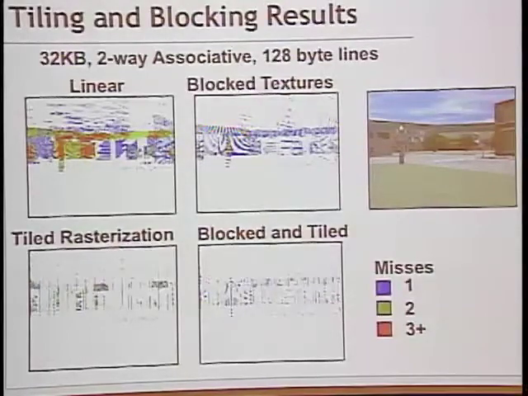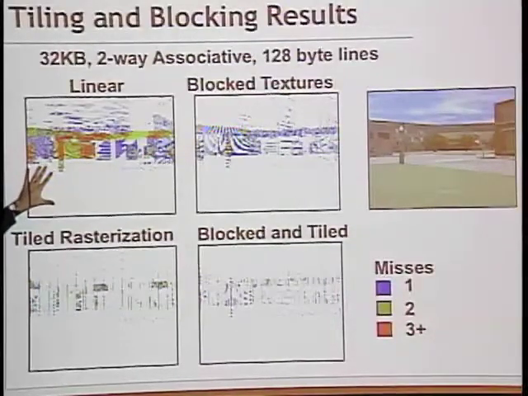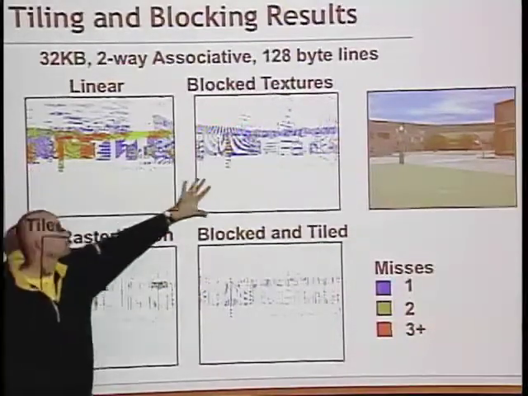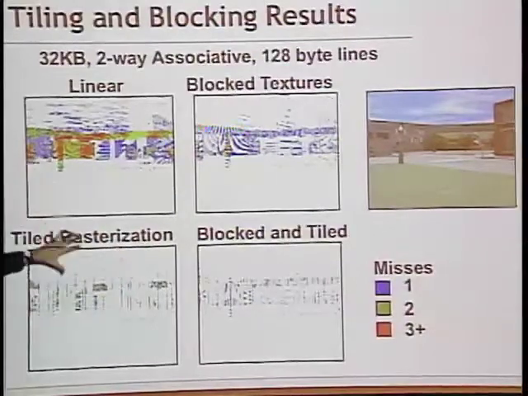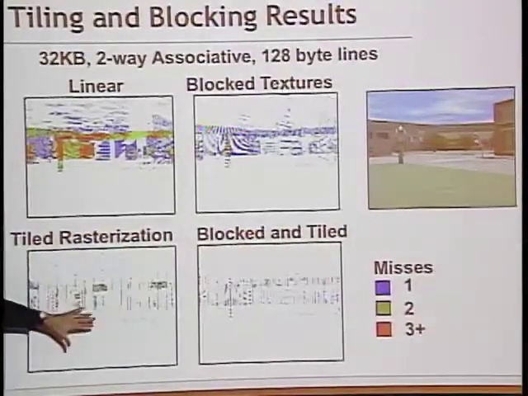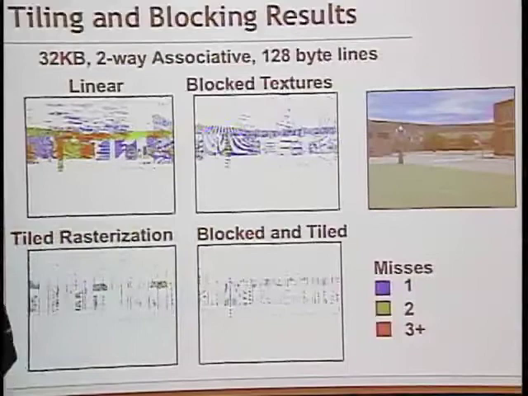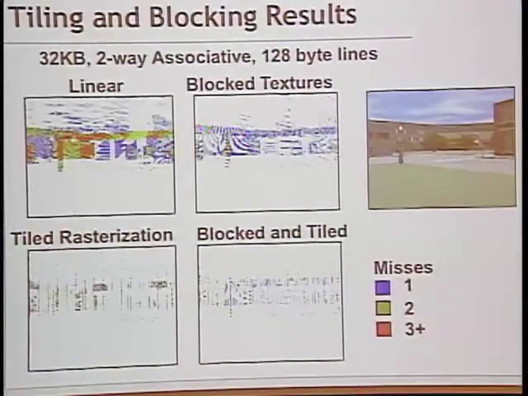And so we see if we do linear addressing, like the one I drew over there, we don't do any blocking and we don't do any tiled rasterization, we get a lot of misses. Okay? As we start blocking, we get fewer misses. As we start tiling, we get fewer misses. And as we block and tile, we get the fewest misses of all. This is, again, an old paper, and that's unfortunate because nobody's really done more modern studies with more modern workloads, and that's really a shame. But it does show that tiled rasterization and block textures make a big difference for you.